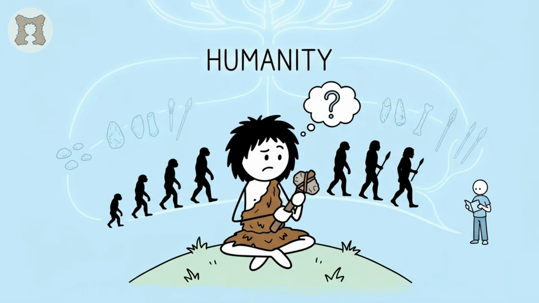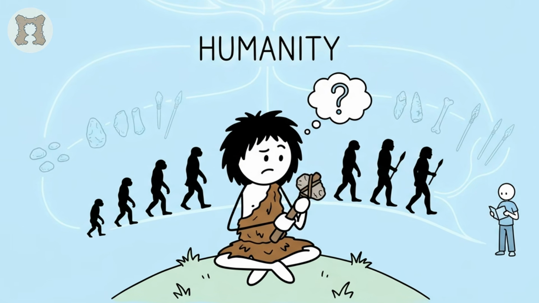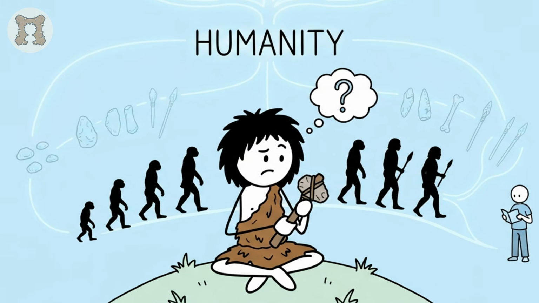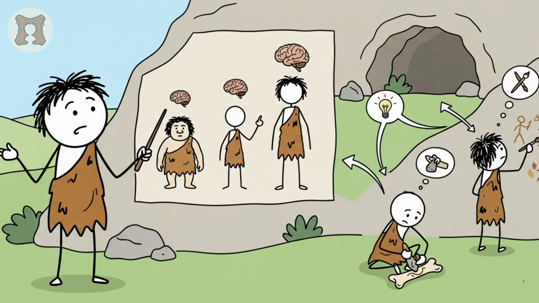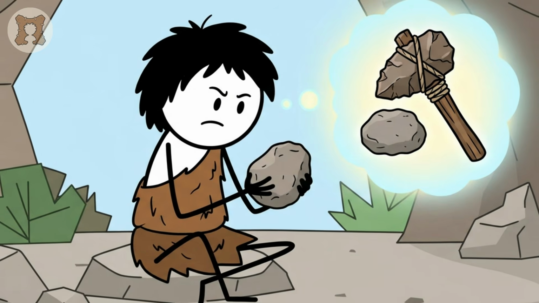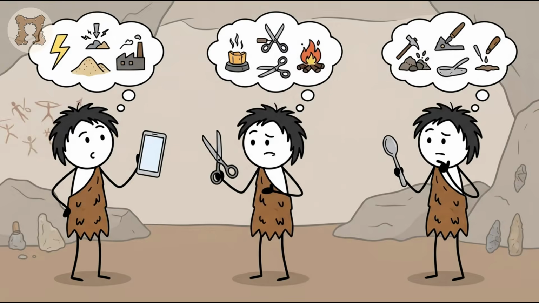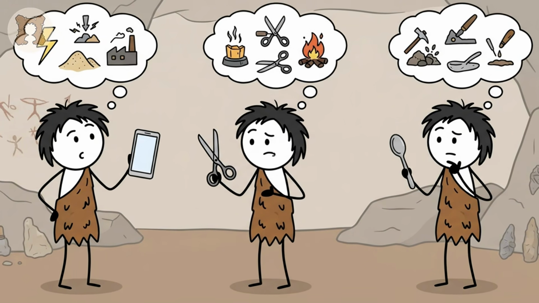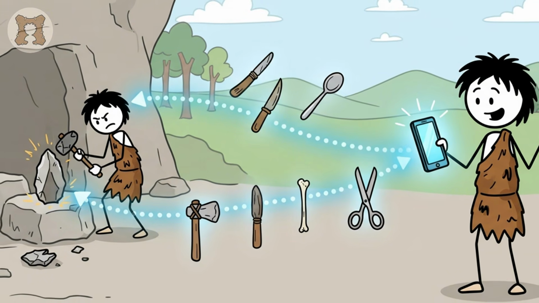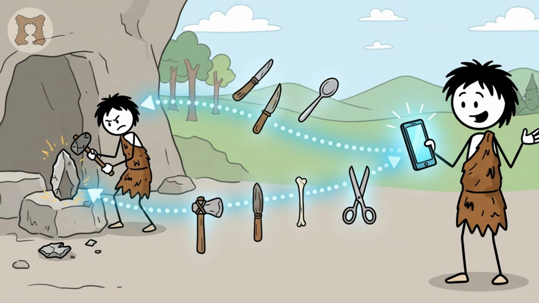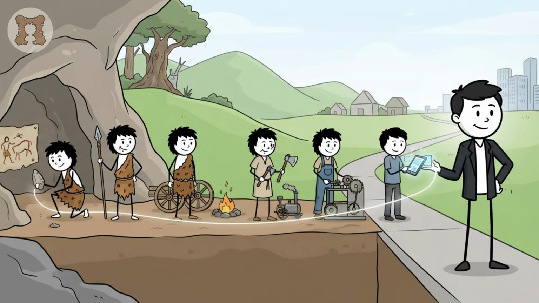In the end, the question, how old is this stone tool, leads to a much larger one. What makes us human? Perhaps the answer is not found only in the shape of our bodies or the size of our brains. Perhaps it lies in our ability to look at an ordinary object and imagine what it could become. The next time you pick up a phone, a pair of scissors, or even a spoon, remember that each belongs to a story that began with a broken stone millions of years ago. We did not simply learn to use tools. We evolved alongside them.